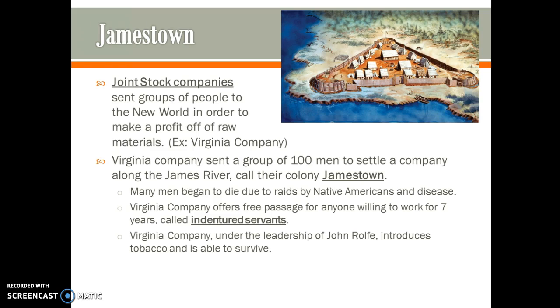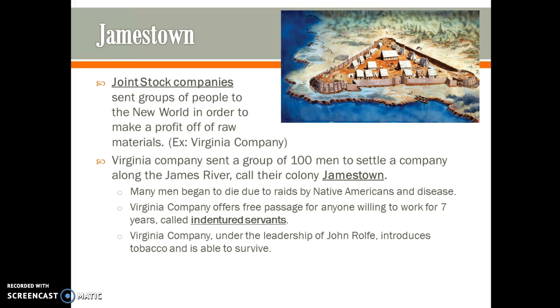Now, in order to make a profit, these colonies were founded by joint stock companies. And these joint stock companies were sending groups of people to the New World based on charters that they had gotten from the kings and queens of Europe. Okay, and they sent these groups of people to kind of get the raw materials and then send them back. Okay, one of the most famous joint stock companies is the Virginia Company.